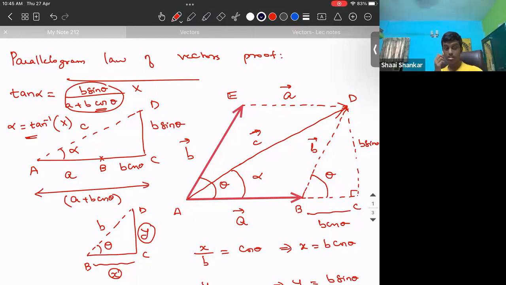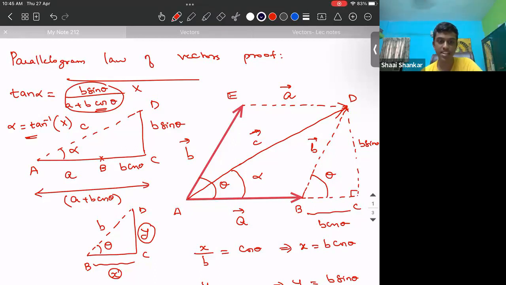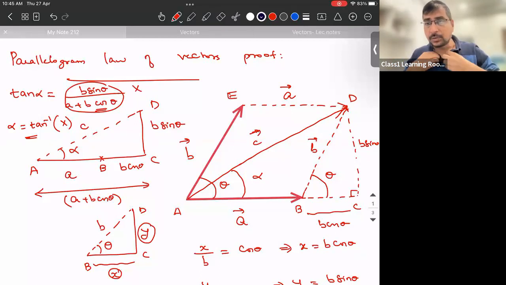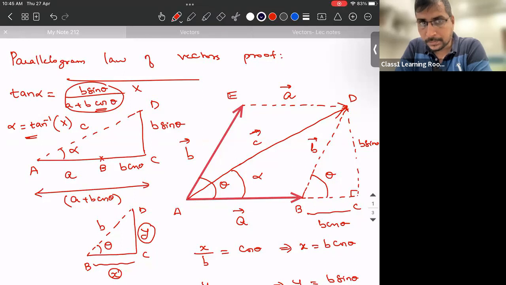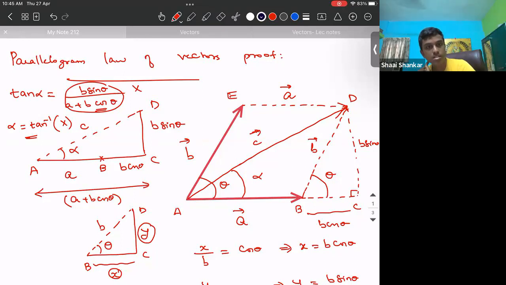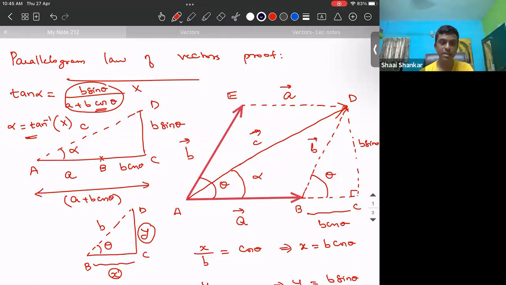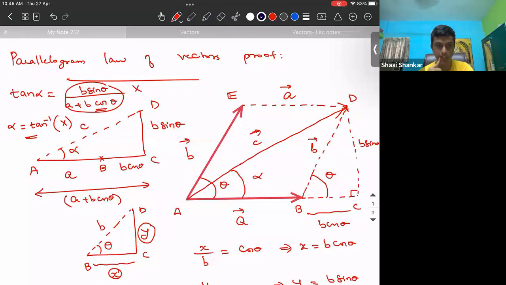Sir, I have a doubt. Tell me. Sir, if we take tan alpha is equal to B sin theta by A plus B cos theta, how will you split the denominator? Okay.